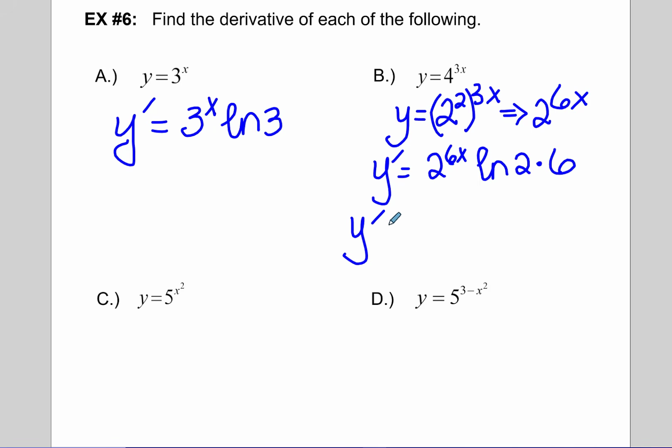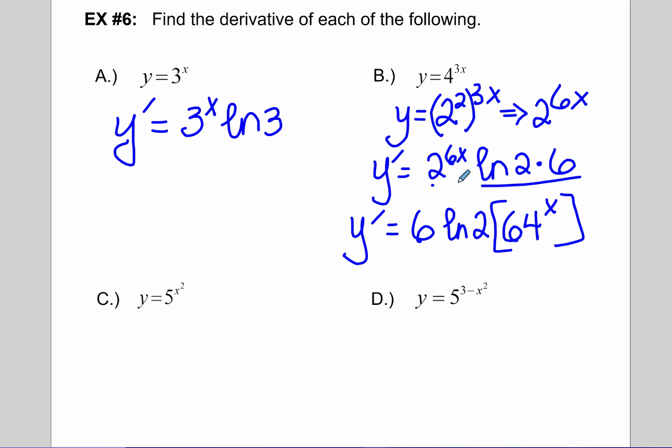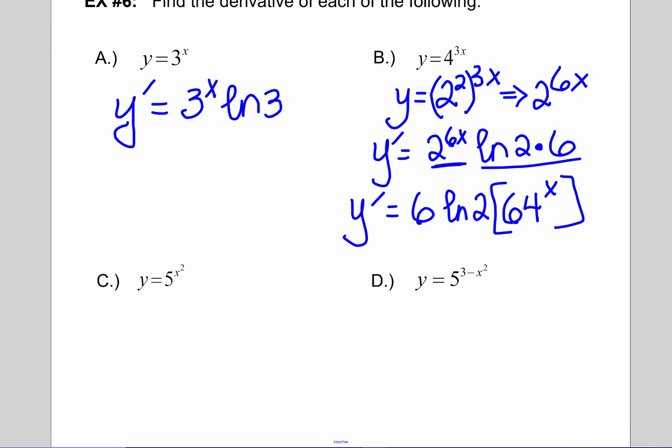So danger, beware. 6 times natural log of 2, this is a constant. The 6 doesn't go to the power. You can't multiply the 6 times the 2. They're not tied together, but I can say 2 to the 6th power is 64 and then leave that to the x. So this piece I can multiply and expand out, but I can't say 6 times 2 is 12 to the 6x power. That's a common error. Don't let that happen to you.